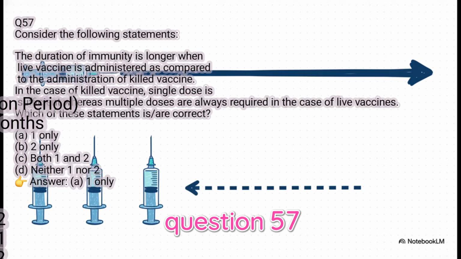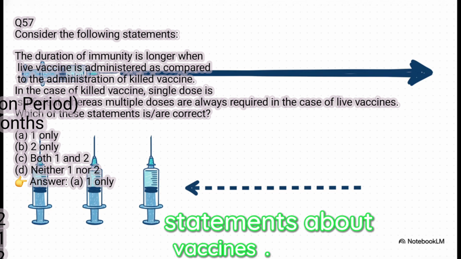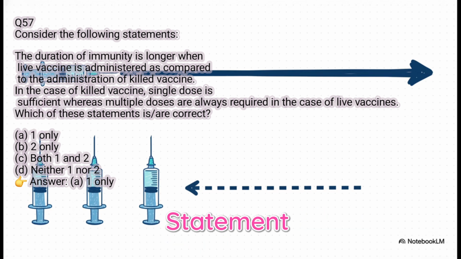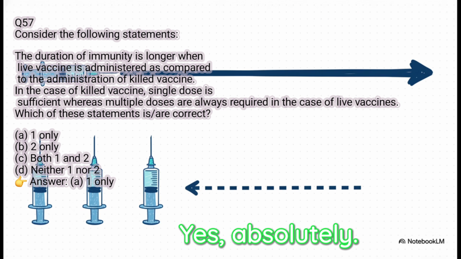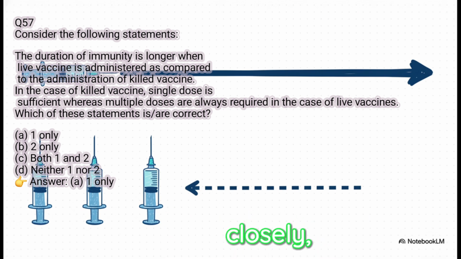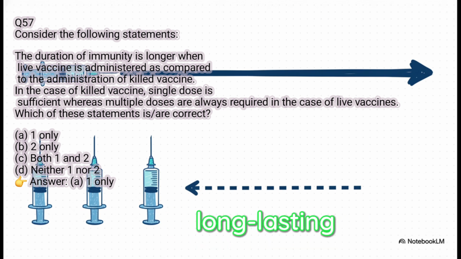All right, question 57 gives us two statements about vaccines. Let's break them down. Statement 1 says live vaccines give longer immunity than killed vaccines. Is that true? Yes, absolutely. They mimic a real infection more closely, so you get a more robust, long-lasting response.